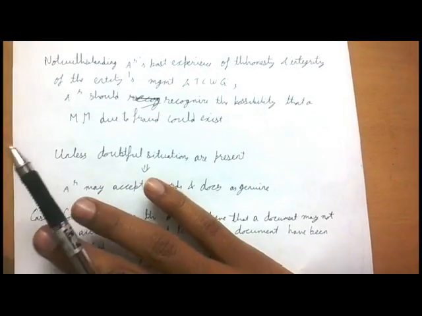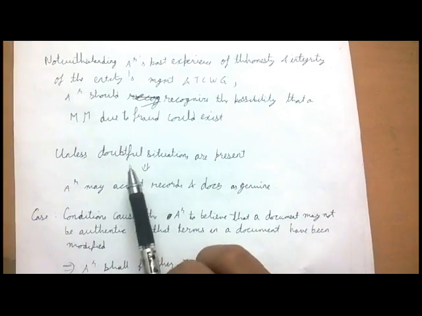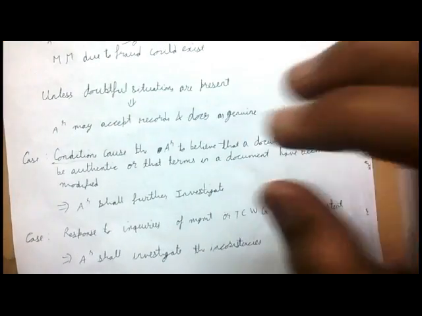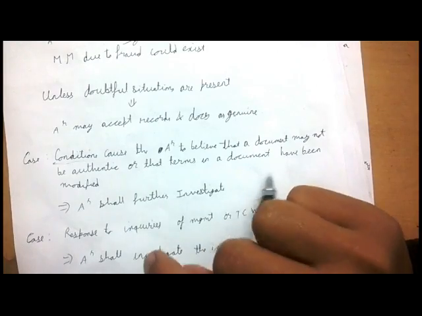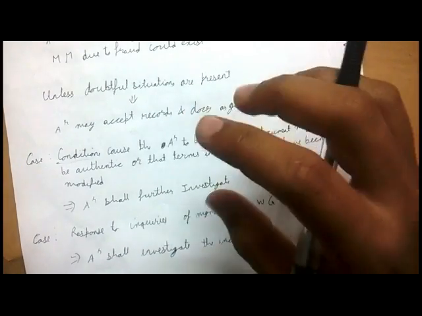Ignore whether the management is honest or not. However, if there is no doubtful situation present, the auditor can rely on the records and documents, right? So unless doubtful situations are present, the auditor may accept records and documents as genuine. That is, he shall consider that the records and documents are genuine because there is no doubtful situation. Now, there may be conditions that cause the auditor to believe that a document may not be authentic, that it is not genuine, or that the terms in a document have been modified. That is, the terms have been changed.